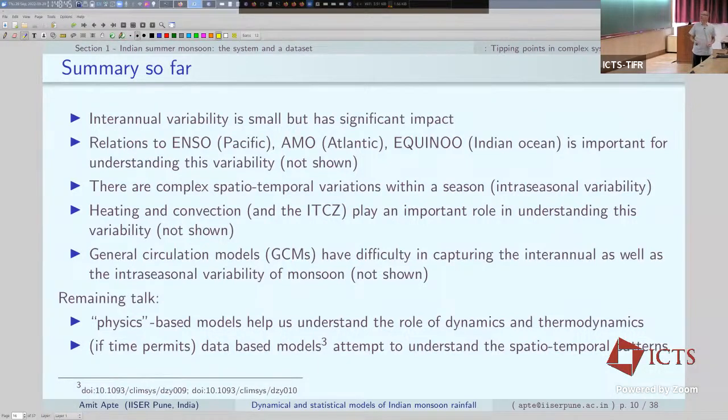Okay, so what I will, I guess, talk about is try to come up with a smaller, simpler model. I'm calling it physics-based. Maybe that's not a good word, but anyway. And hopefully maybe some statistical models if I get some time.